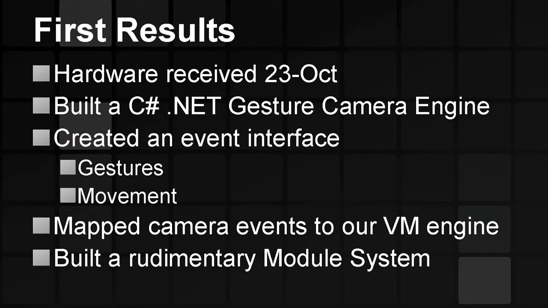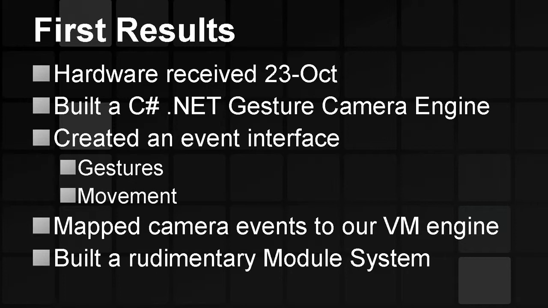The results of our first week testing are extremely encouraging. We received the hardware on the 23rd of October, so we've had a bit more than a week now to play around with the camera and the SDKs. The first thing we did after some experimenting and checking out the SDKs is we built a C#.NET gesture camera engine, which basically abstracts the events that come out of the camera so it can be integrated into our framework.